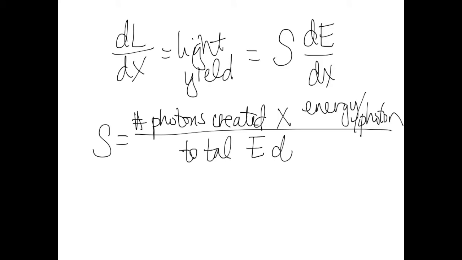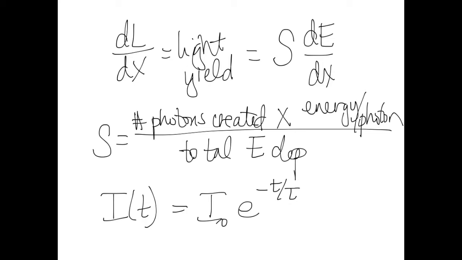Lastly, we know that scintillators, when energy is deposited and they scintillate, that scintillation light intensity is an exponential, so it drops off with time. So if I describe the intensity of the scintillation light as a function of time, I of t, this is just a normal exponential relationship that we're used to. So this is I naught, that's our initial brightness of the light, times e to the minus t divided by tau, where tau is the decay time of the scintillation light.